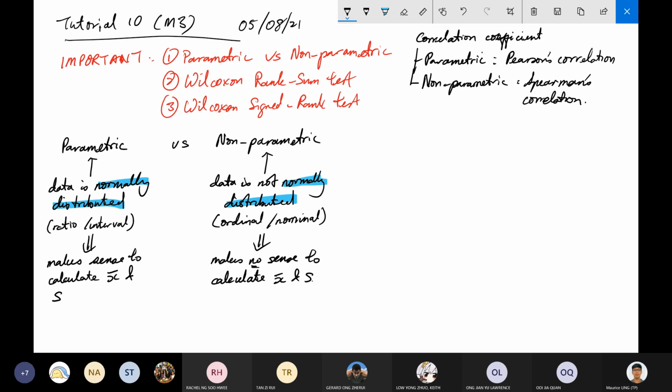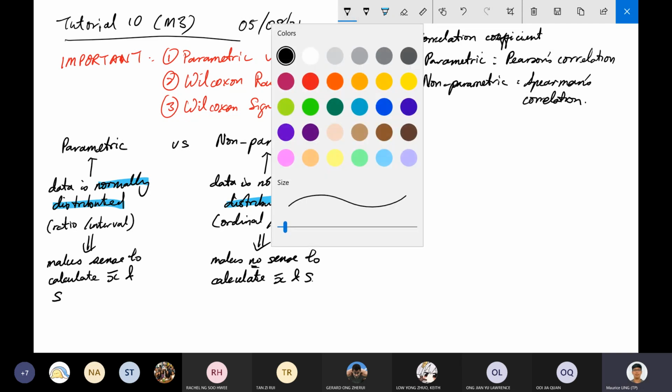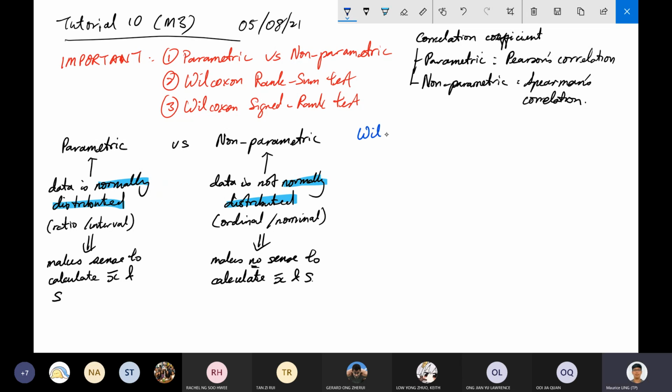Okay, your Wilcoxon rank sums test. I always have this spelling error with Wilcoxon. What is the parametric equivalent of it? That means if it's normally distributed, what kind of test should you use? So for the Wilcoxon rank sums test, what is the parametric version of it? Which test in parametric is it equivalent to?